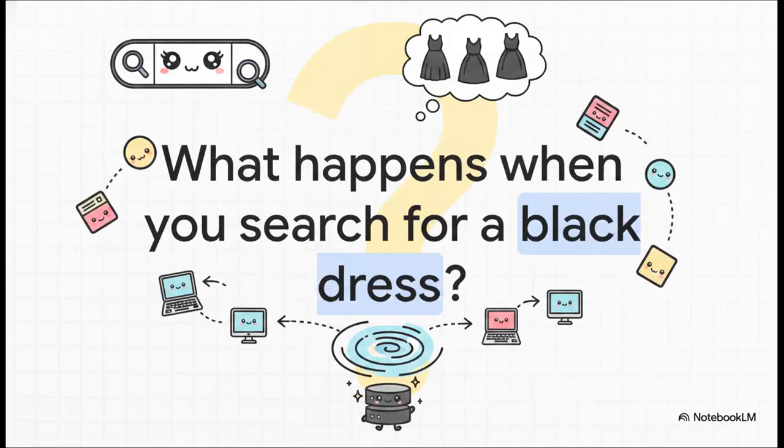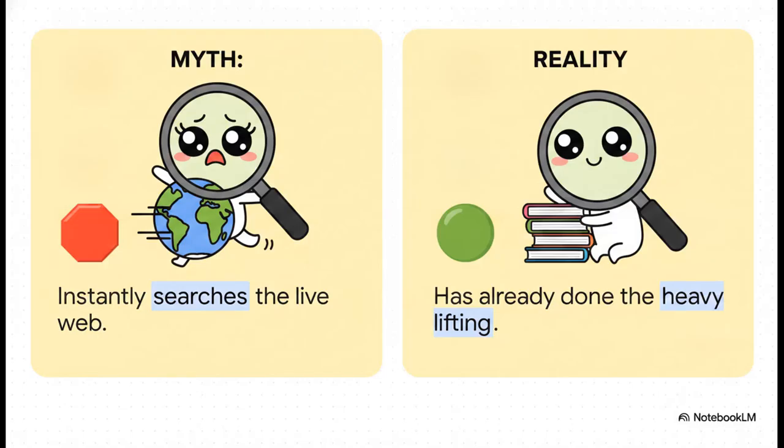Okay, let's dive right into this by starting our journey with a pretty simple question. What actually happens when you search for a black dress? Really think about it for a second. What do you think physically occurs that exact millisecond you hit enter on your keyboard or tap search on your phone? Well, there's this super common myth out there that the millisecond you hit enter, the search engine sprints out into the live, wild internet, just frantically looking for mentions of a black dress. Actually, scratch that, it's a complete illusion.